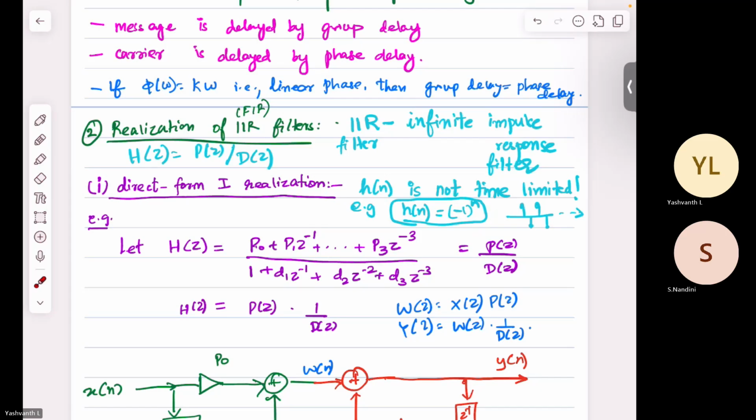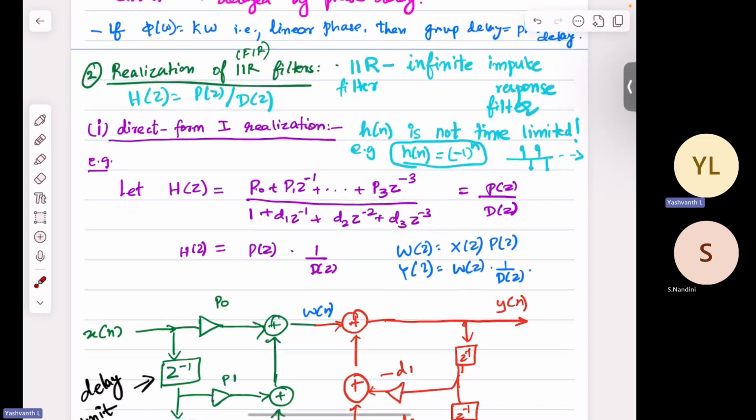For IIR filters, the first type of realization is called direct form 1 realization. In this direct form 1 realization, you express your h of z as a ratio of two polynomials. The numerator polynomial can be written as p0 plus p1 z power minus 1 and so on. Let's say there are only three coefficients, a third order polynomial, plus p3 z power minus 3. Similarly, you can write the denominator as 1 plus d1 z power minus 1, d2 z power minus 2, and d3 z power minus 3.